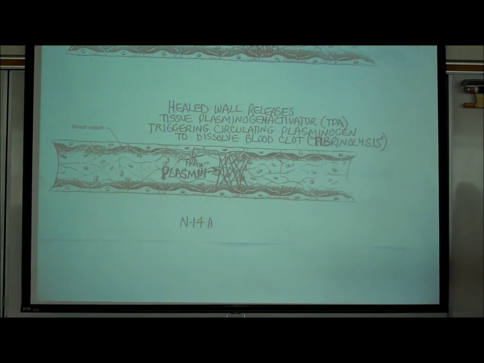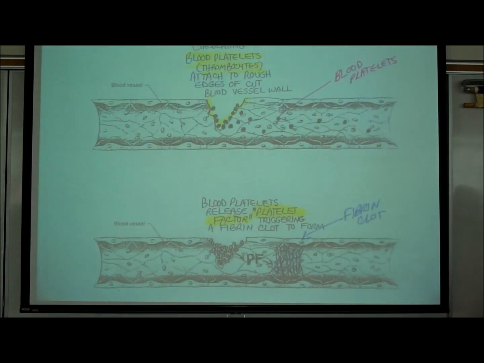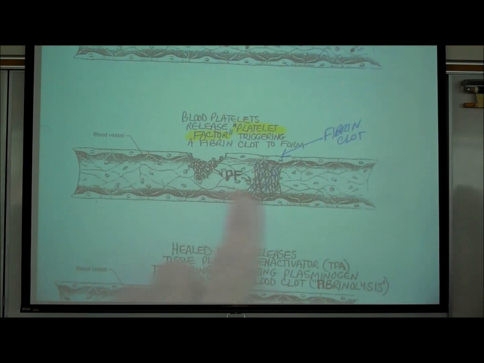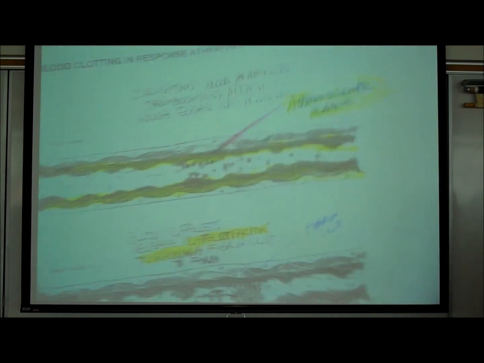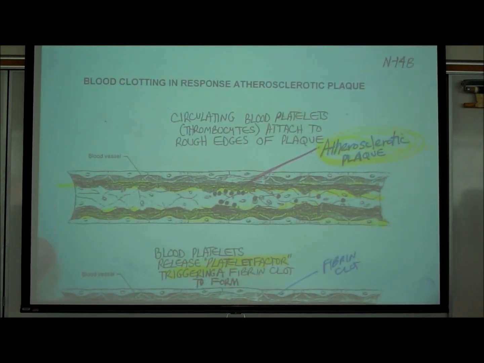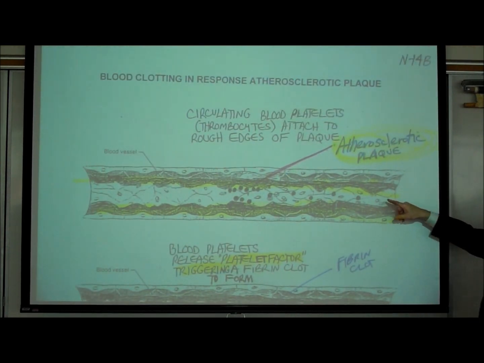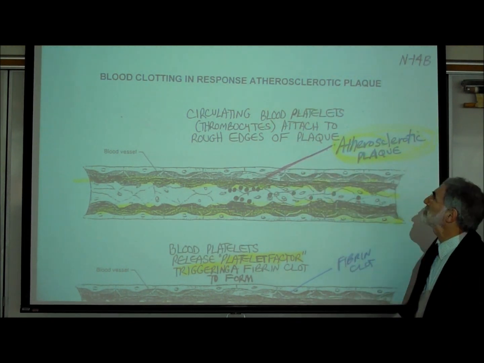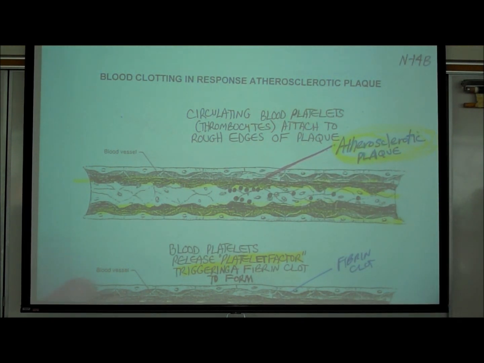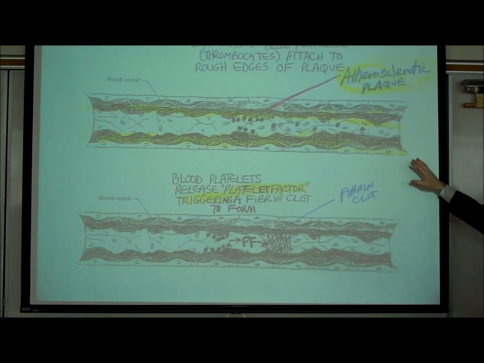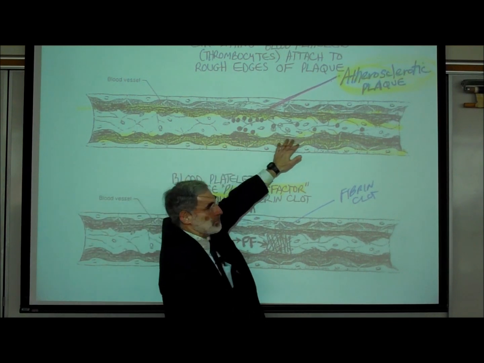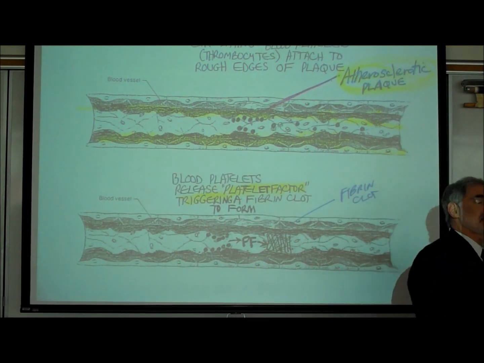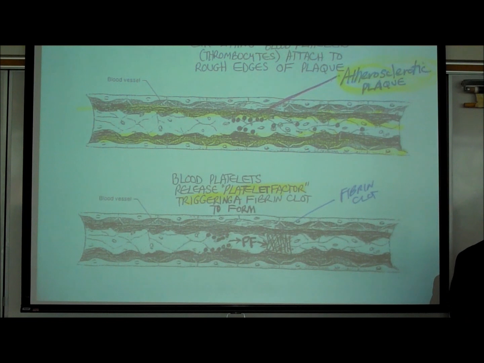Now you've learned a little bit about what happens when you cut a vessel and you get a blood clot so that you don't bleed to death. What's this got to do with coronary thrombosis? On the next page, N14b, you'll notice the title is Blood Clotting in Response to Atherosclerotic Plaque. Look, here we have this artery, let's say it's a coronary artery, and it's got all this atherosclerotic plaque. That creates a rough surface.